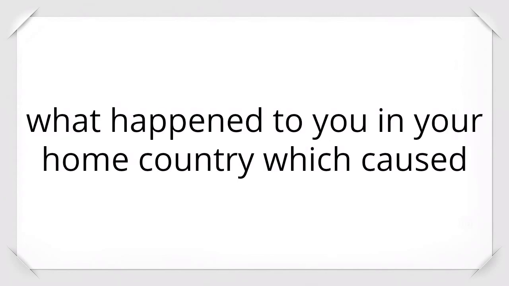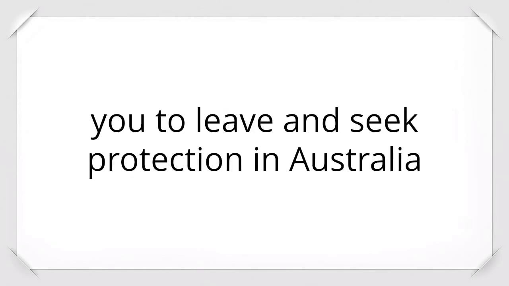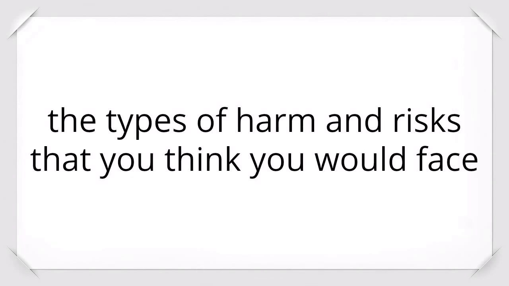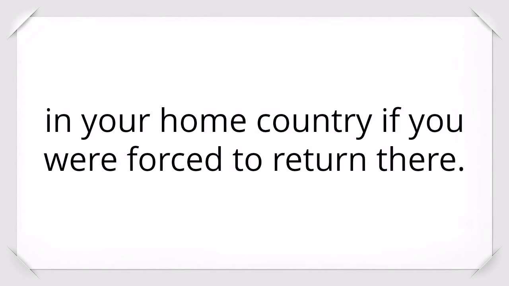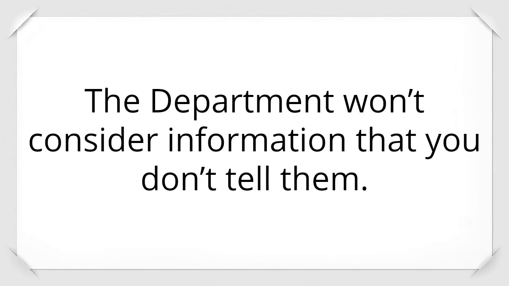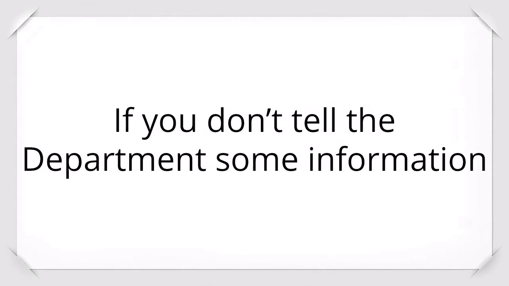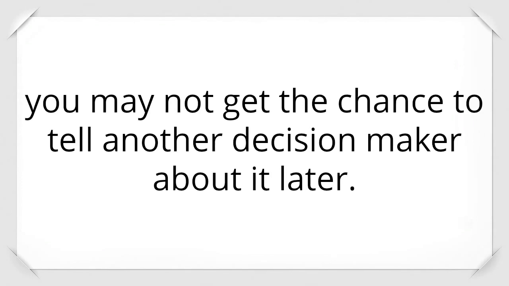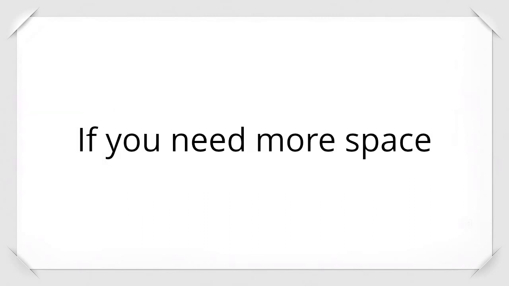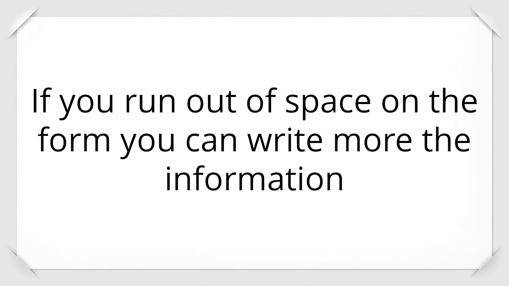Relevant information includes what happened to you in your home country, which caused you to leave and seek protection in Australia, and the types of harm and risks that you think you would face in your home country if you were forced to return there. The department won't consider information that you don't tell them. If you don't tell the department some information, you may not get the chance to tell another decision maker about it later.